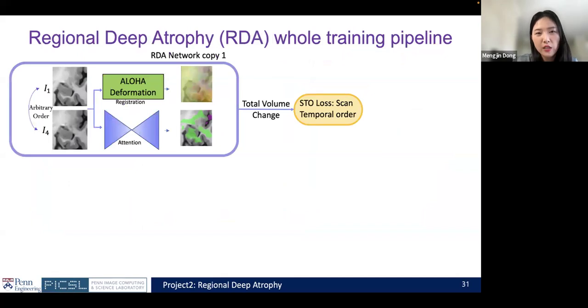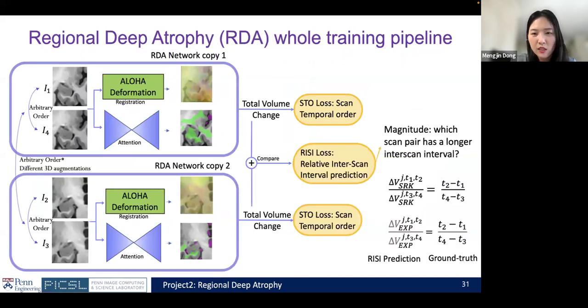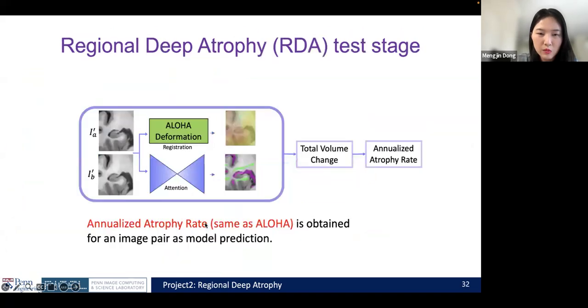And then for the whole RDA process, I believe that you can already guess it. We just add this VC loss in between two subnetworks, and then we derive this magnitude property of which scan pair has a longer interscan interval. With this, we are calculating delta V, which is the total volume change for both the shrinking area and the expanding area, to guide the prediction for these areas. And in the test stage, we only need to use one subnetwork to predict total volume change and obtain annualized atrophy rate from an image pair. So we don't need to use duplicated networks.